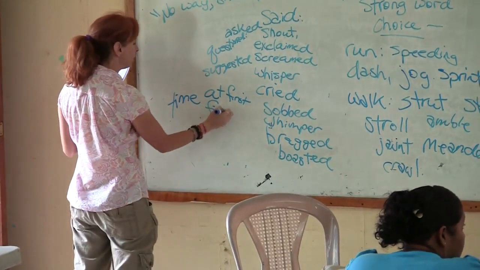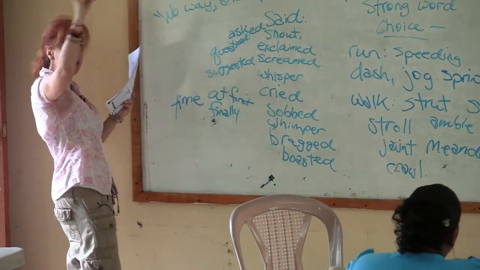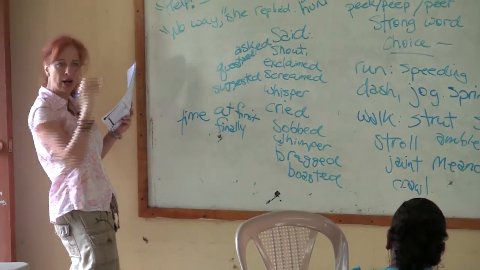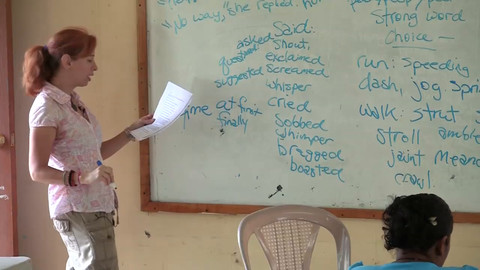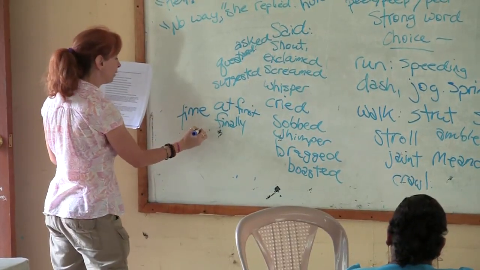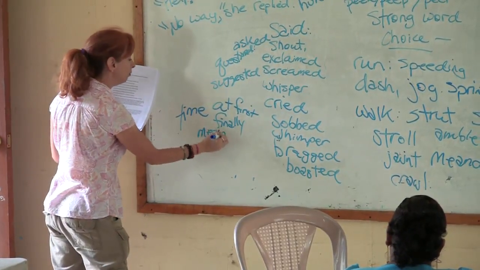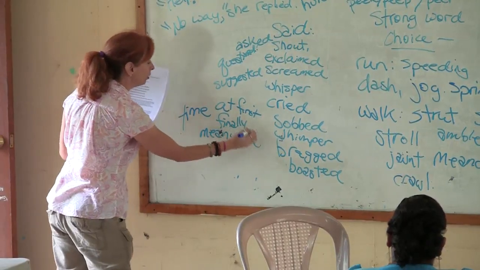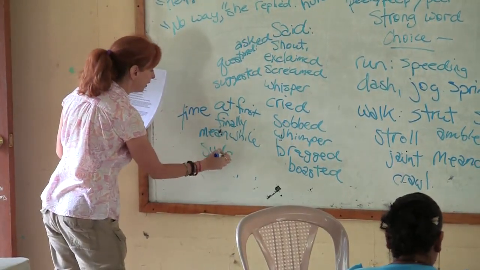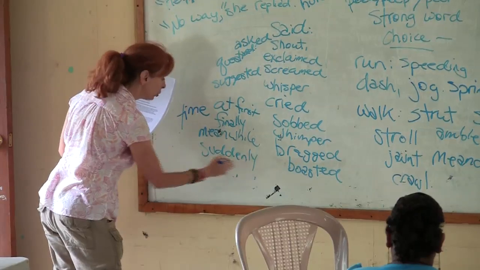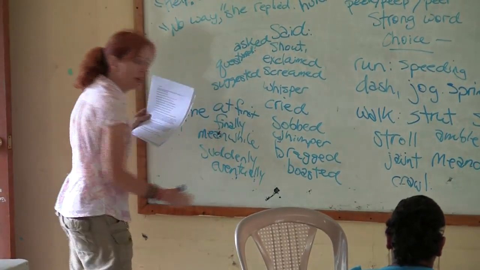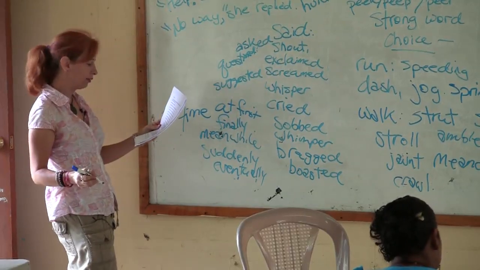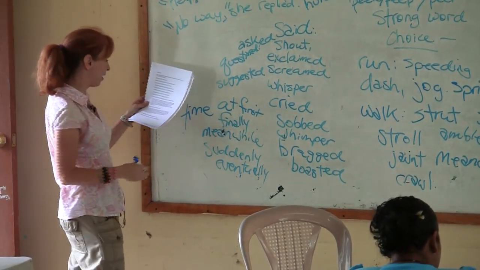Can you think of others that might help, if you had a whole bunch of events you were talking about, how you could help your reader get from one to the next? Can you think of any others? We had "meanwhile," something else was going on. "Suddenly," very good, yes. "Eventually," very good. Any others come to mind? That's great. "Finally," yep, we've got that one.